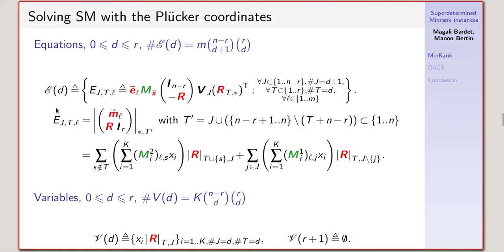And one final ingredient that makes the SM modeling interesting from the computational point of view is the fact that we can use the Plücker coordinates for the entries of R. This is a change of coordinates that describes the vector space by the maximal minors of a generating matrix rather than by the generating matrix itself. Here, we can express each minor by Laplace expansion along the first row as a linear combination of monomials that are the product of one variable x and one minor of R. So for the set of equations corresponding to the index d, here we have degree d plus 1, and here we have degree d minor. And so the change of coordinates to the Plücker coordinates is really immediate, easy to do.